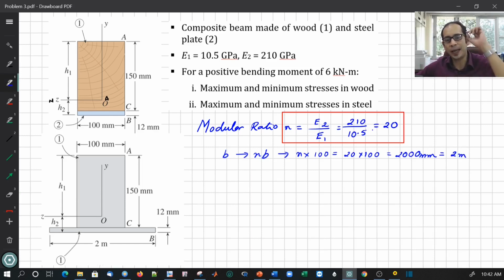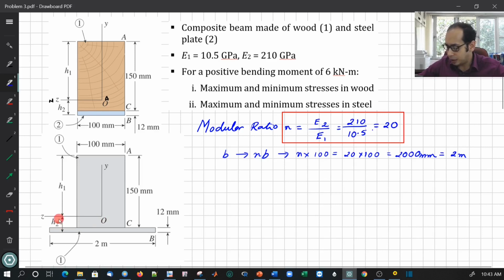So now the entire section is made of material 1. As you can see in the diagram here, it was material 1 and material 2, and now the entire section is made of material 1. Now that we have a transformed section made of one single material, we can apply our basic principle that the neutral axis must coincide with the centroidal axis. So I have to find the location of the centroid. This is the neutral axis which was there in the beam, and it now coincides with the centroidal axis.